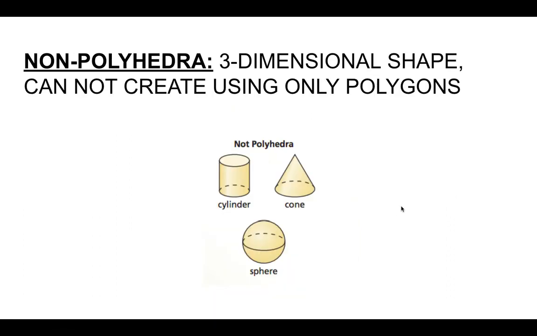Non-polyhedrons are three-dimensional shapes that cannot be created using only polygons. For instance, cylinders, cones, spheres, we said those are not polyhedrons. If we just look at one thing, the base shape of the cylinder is a circle, and a circle is not a polygon, so therefore a cylinder cannot be a polyhedron. The same thing for the cone. The cone's base shape is a circle, and again, circles are not polygons, so this is not a polyhedron. And then, of course, the sphere, same type of reasoning.